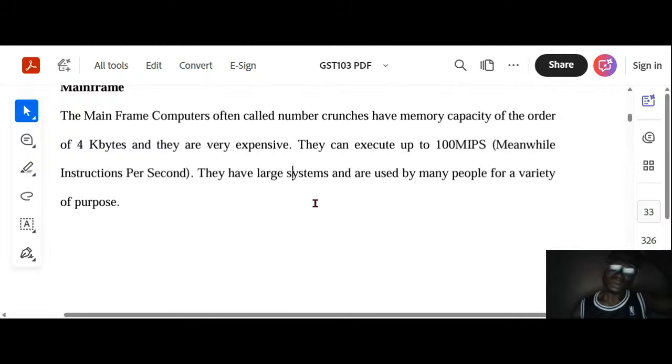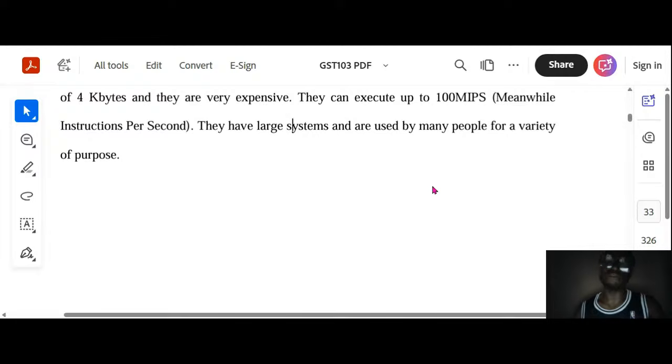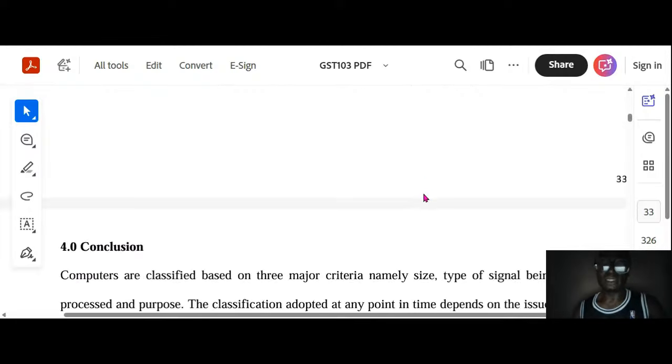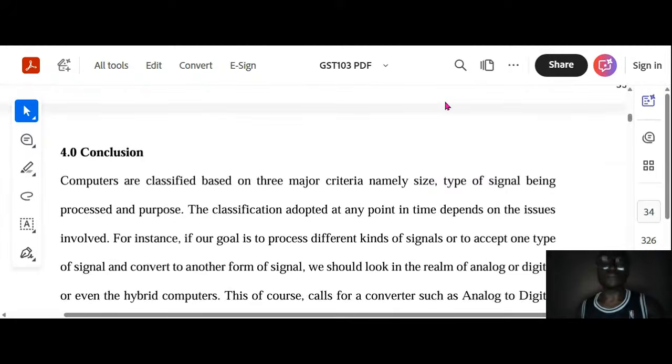Now, they have large systems and are used by many people for a variety of purposes. And I think after that, we are done with this unit. Hallelujah. We are done with question one.